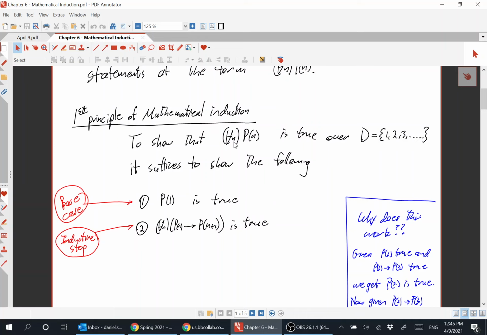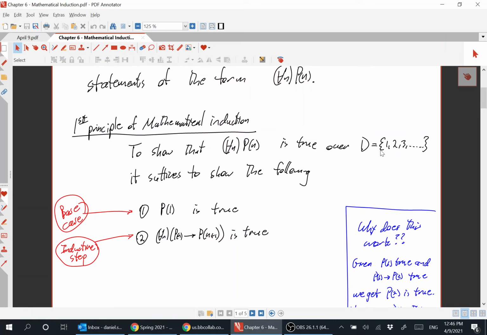To show that for every n, P of n is true, where P of n is a predicate over domain D, not the whole universe, just D being some consecutive domain of integers with a smallest starting point. It doesn't even have to be infinite. It can be finite too. We can have a smallest member and a largest member. That's perfectly valid as well.